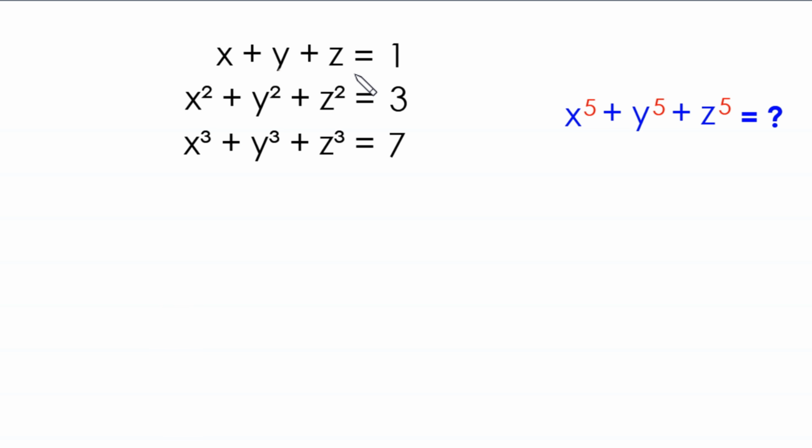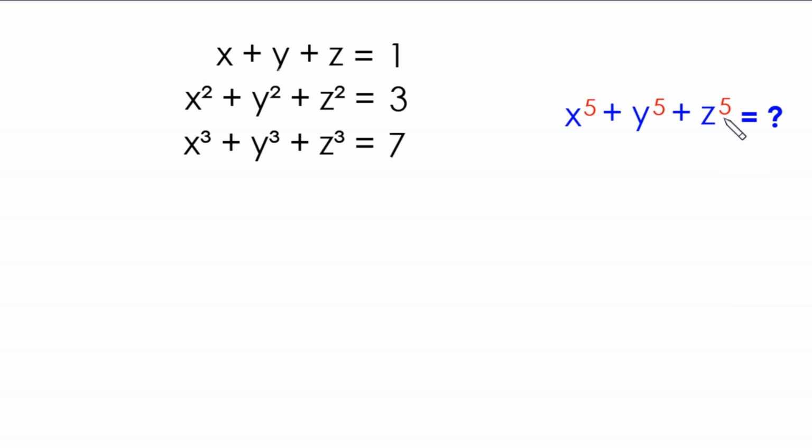X plus y plus z is equal to 1, and x squared plus y squared plus z squared is equal to 3, and x cubed plus y cubed plus z cubed is equal to 7. Our job is to find the value of x to the power 5 plus y to the power 5 plus z to the power 5.